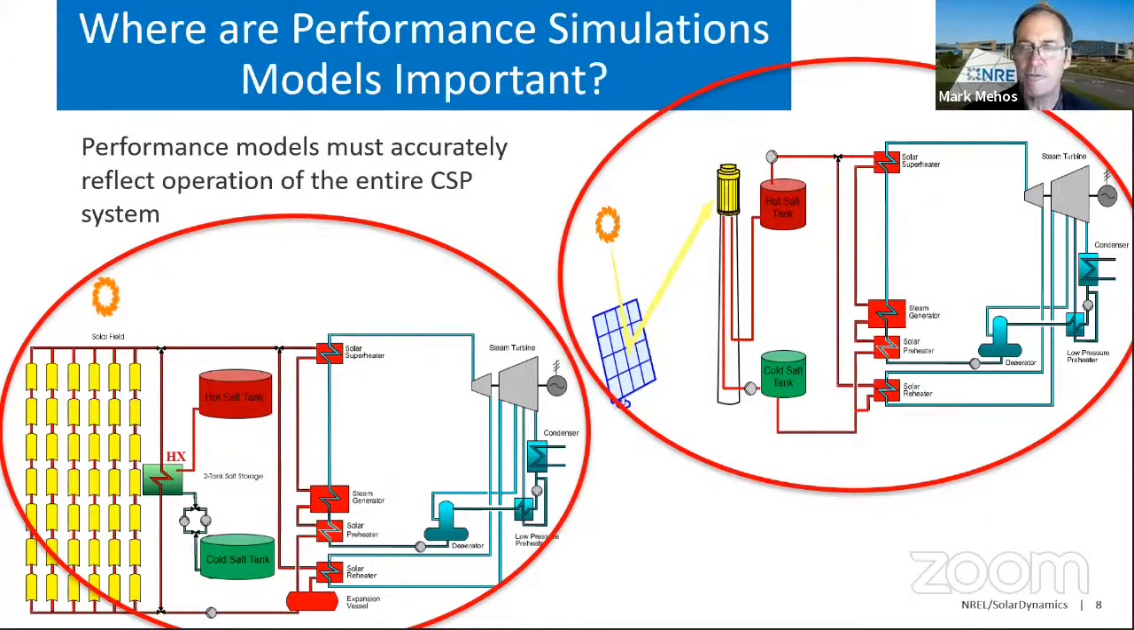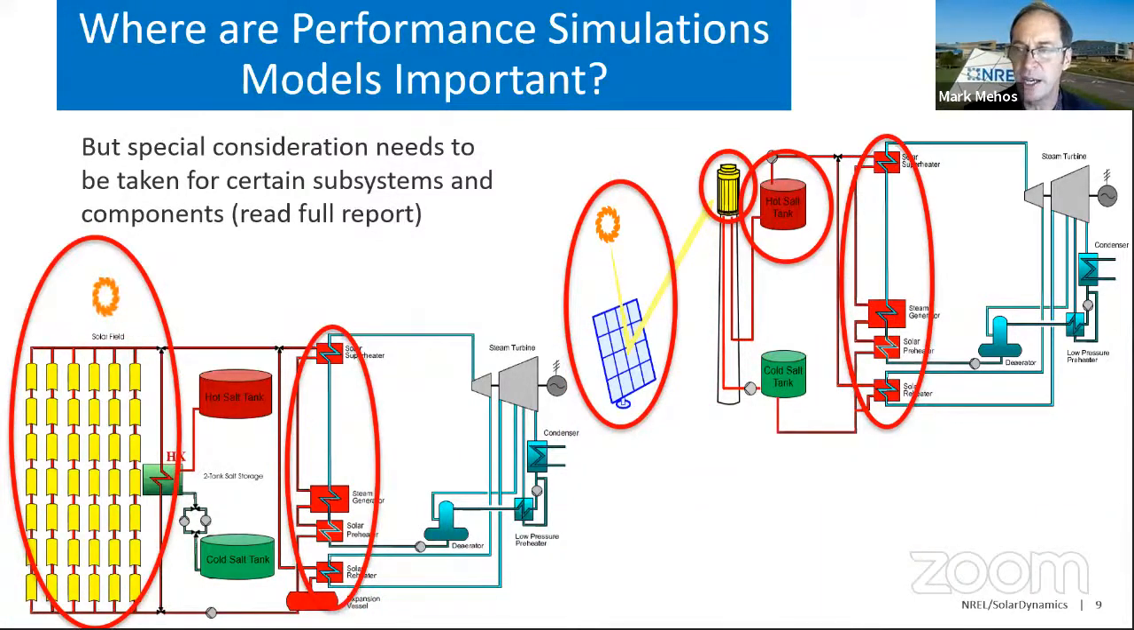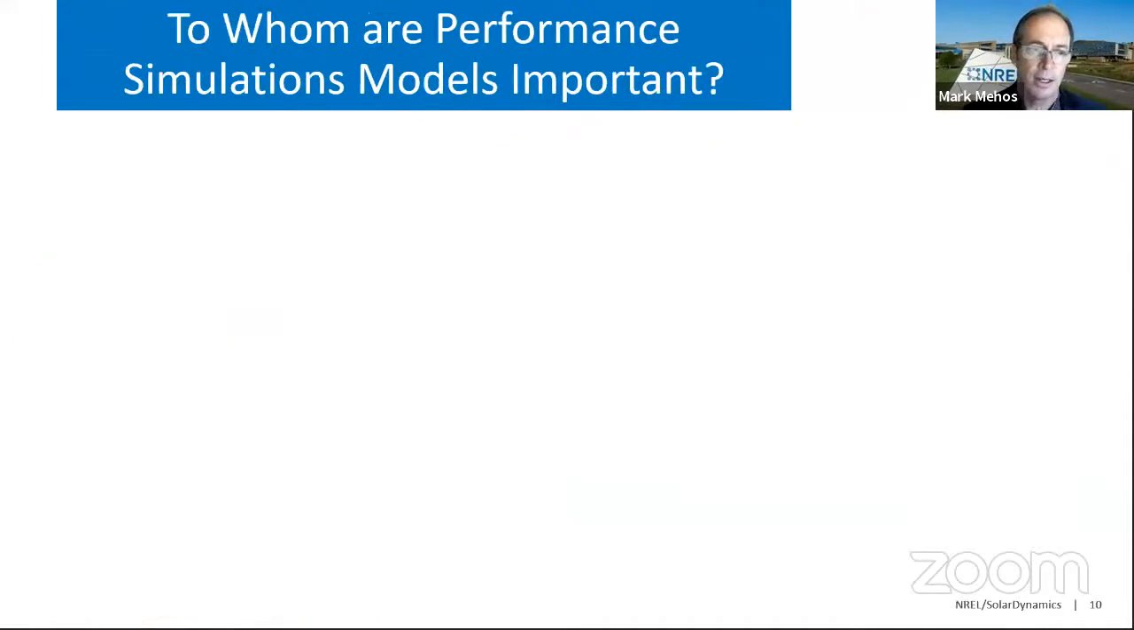And these systems are very complex, everywhere from the solar resource input to the solar field, whether it's a parabolic trough field or a heliostat field, but all the way through the rest of the system. There are some subsystems that are maybe more important than others. And we focus a lot on these in our best practices report. And again, I'll talk about this a little bit more later.